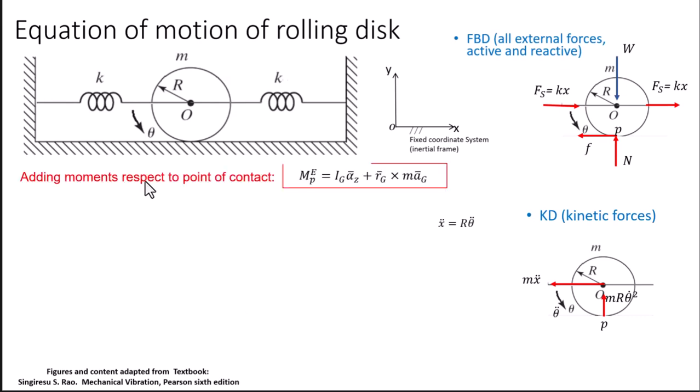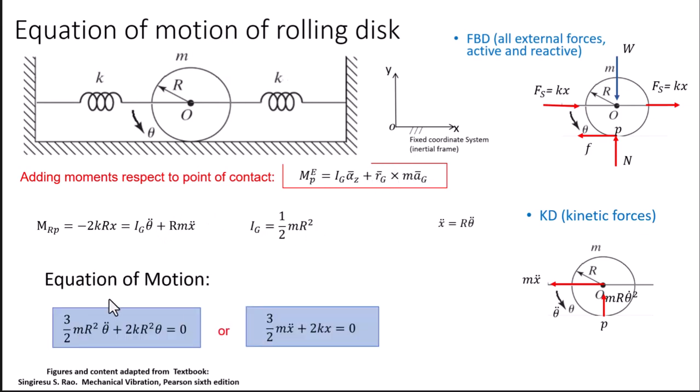If we take moments with respect to the point of contact, so that we can eliminate these two forces, we can use this expression right here. The external moments, which is the two forces of the spring, so it's negative 2krx, equals the kinetic moment. The mass moment of inertia of a disk at its center of mass is 1/2 mass r squared, and then we have this term, which is this one right here.